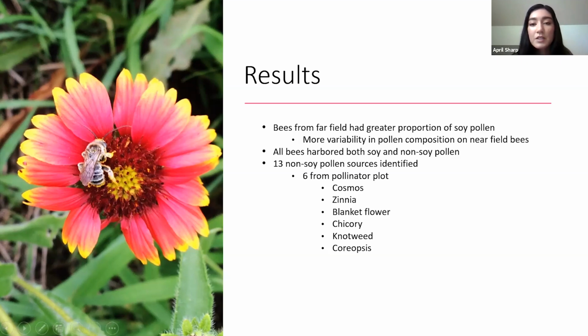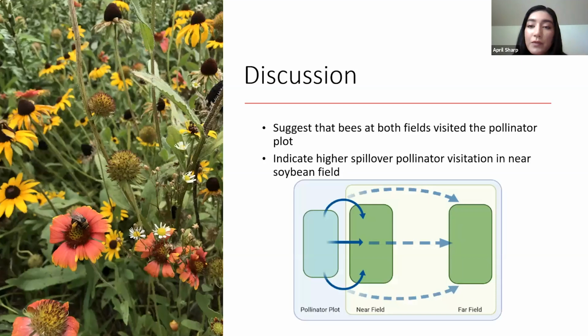So this suggests that bees at both fields had visited the pollinator plot at some time during their foraging journey. This also indicates a higher spillover of pollinator visitation in the near soybean field. I have this diagram to demonstrate that. More pollinators are dispersing from the pollinator plot into the near field compared to the far field, which does support my hypothesis.